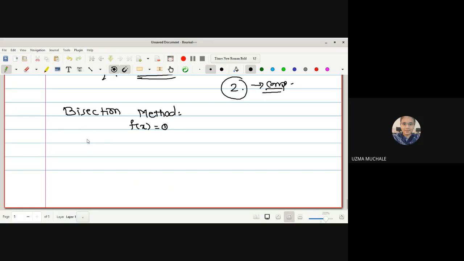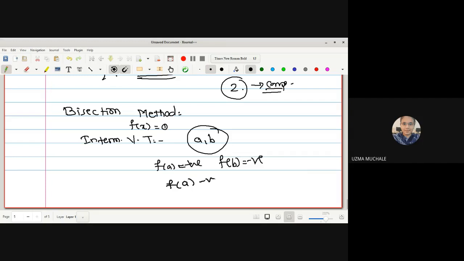First, we have to apply the intermediate value theorem to this equation and find a and b. We have to find a and b in such a way that f of a is positive and f of b is negative, or vice versa. It may be that f of a is negative and f of b is positive. Anything can happen.